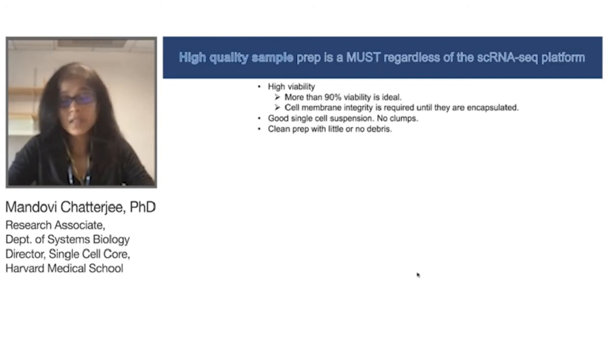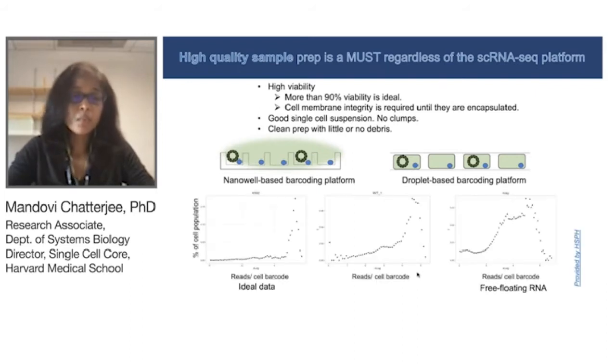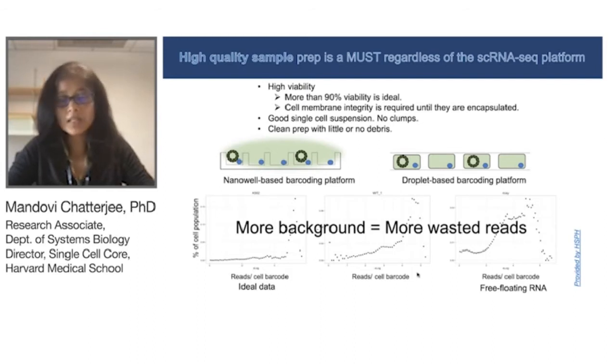But what happens when the viability of your sample is low? So when the cells die, they lyse and release their RNA content in the sample, which is represented by this light green color here. And these free-floating RNAs get barcoded as well, leading to high background in the data. So more free-floating RNA in your sample, more background you get as depicted by this plot on the right. Now, if these free-floating RNAs dominate your library prep, you end up wasting a lot of sequencing reads for something that eventually will be eliminated during analysis.